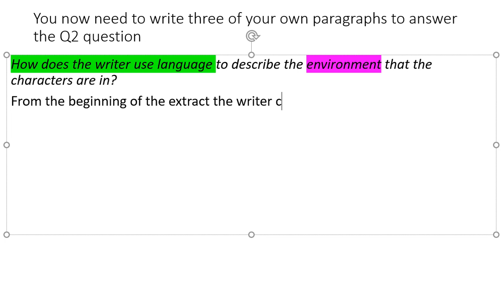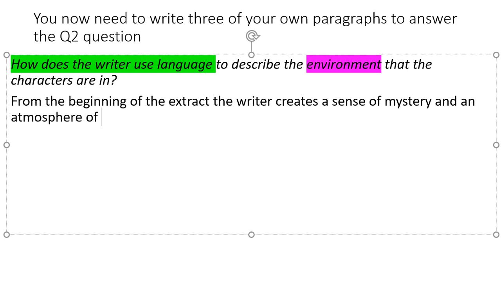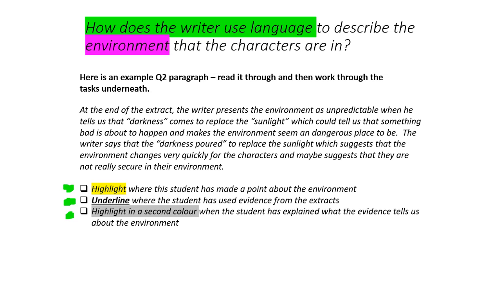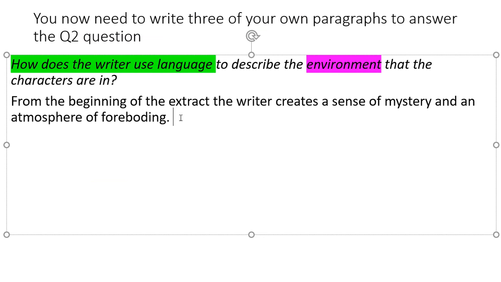I'm going to say, well, my point is going to be from the beginning of the extract, the writer creates a sense of mystery and an atmosphere of foreboding. Now that's a word that means something bad is about to happen. If we look back at the example paragraph, the writer presents the environment as unpredictable when he tells us that darkness comes to replace the sunlight, right? So I need to then get some evidence in.